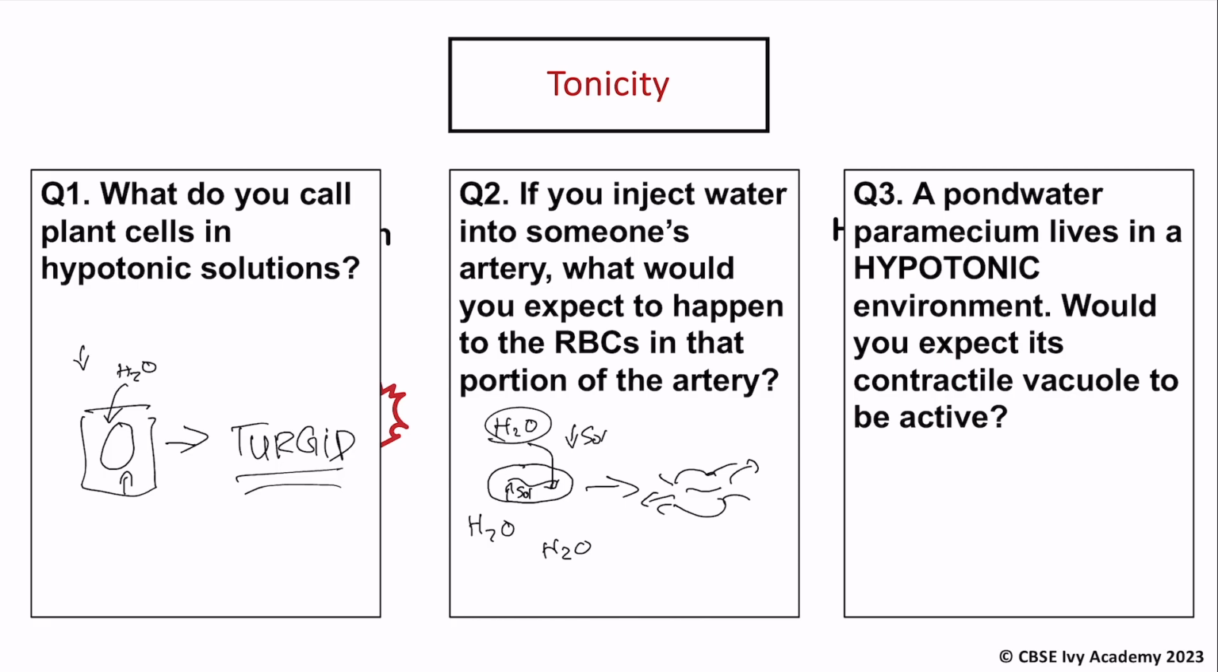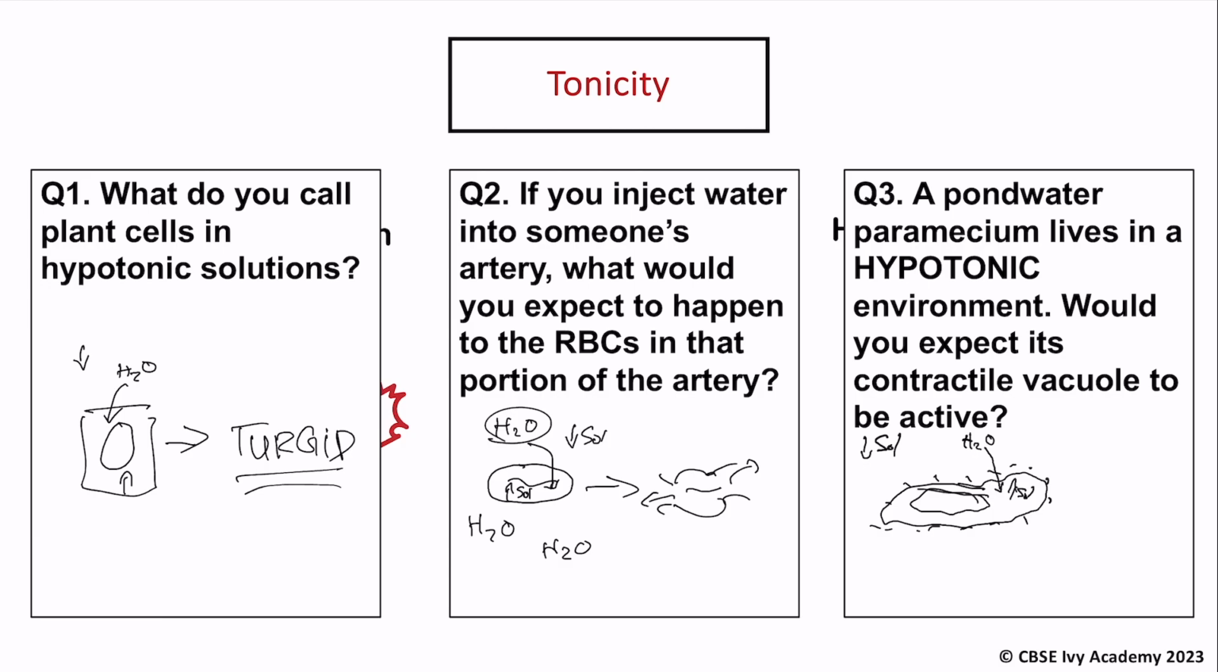A pond water paramecium lives in a hypotonic environment. Okay. Would you expect its contractile vacuole to be active? Okay. So there's your paramecium. It's in a hypotonic environment. That means there's less solute outside. There's more solute inside. So water is going to flow where there's more solute. So it's going to try and come and enter the paramecium.